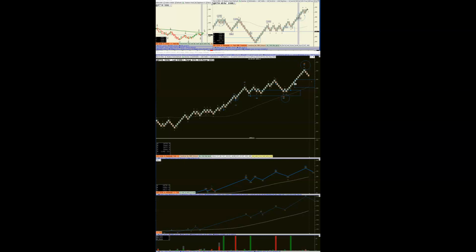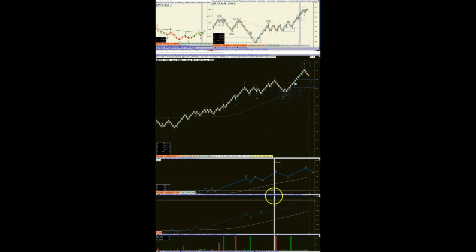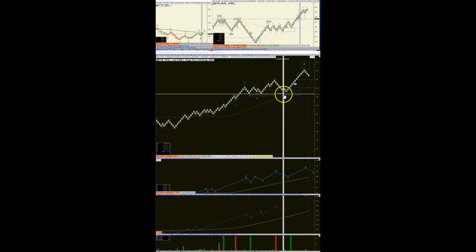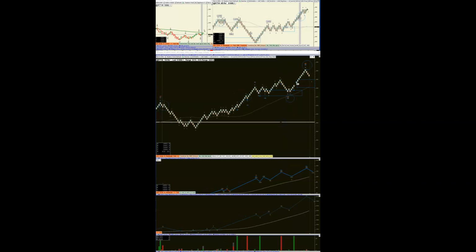Pullback cannot be a strong pullback. It needs to show rejection, and then you have an entry. So this right here, for example, is too strong of a pullback. Even though it's rallying, it's too strong of a pullback. Do you think the definition of a pullback is a low volume pullback, not a high volume pullback with a big price move? That's a lot of strength.